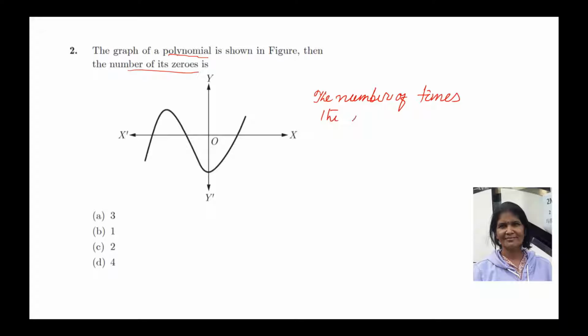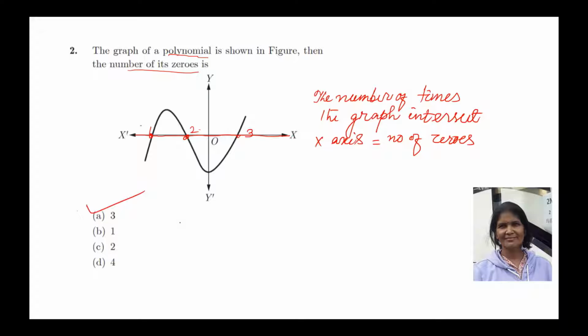the graph cuts or intersects the x-axis is the number of zeros. Let us find. The x-axis is this, x dash. So 1 it is cutting here, 2, 1, 2, 3. It has 3 zeros. So options are A 3, B 1, C 2. So A is the answer. Zeros is 3.